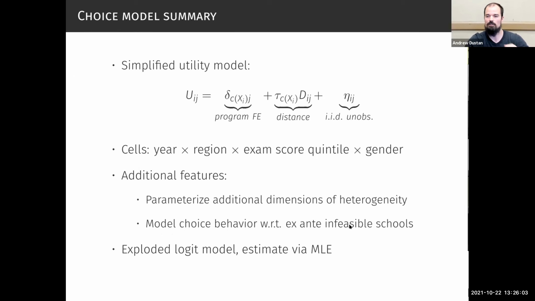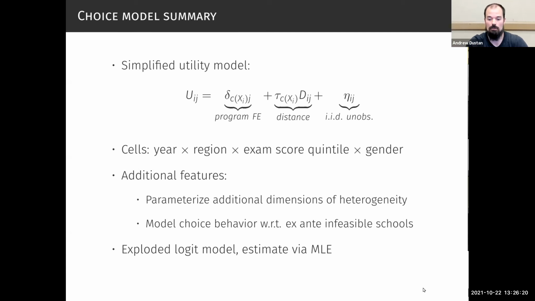And then we're going to model choice behavior with respect to some schools that are ex ante infeasible. If I choose a very low cutoff school, I know that I can't choose a high cutoff school below it and ever be assigned to it, right? Because of the way the serial dictatorship mechanism works, we try to build that in, in a very reduced form way, into the model. And the proof is kind of in the pudding there.